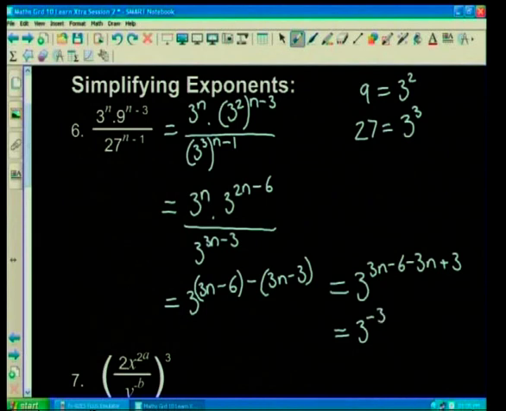And because it's a negative, we're just going to change it to a positive by moving it to the denominator, where it becomes 1 over 3 cubed. The final answer, if you wanted to write it out, would be 1 over 27.